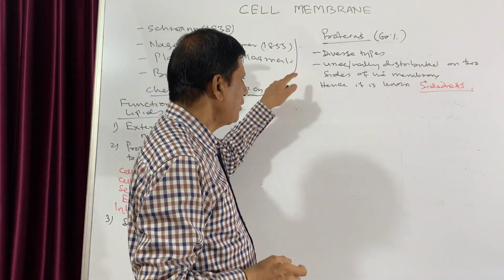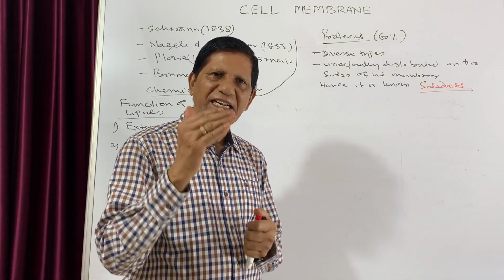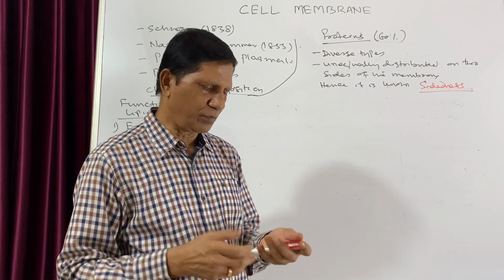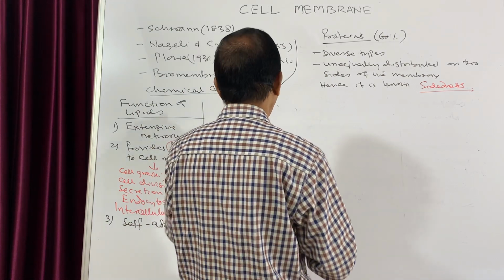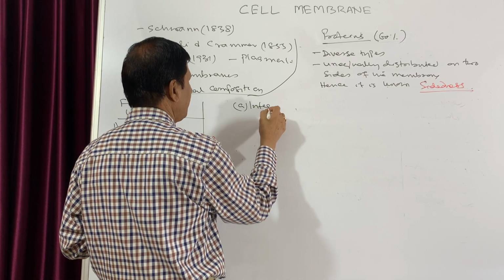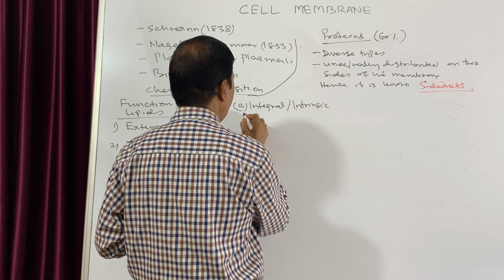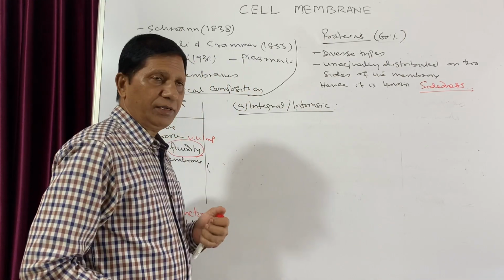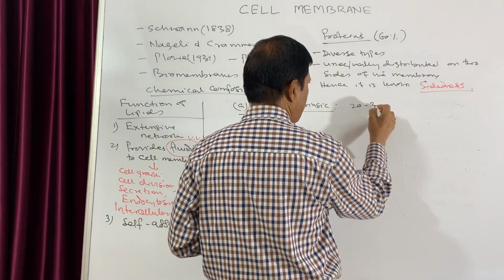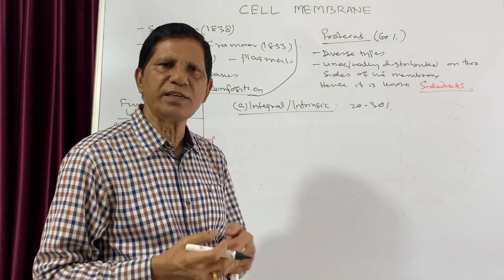Now the proteins which are usually present are again of two types. They may be integral or intrinsic proteins and external or extrinsic proteins. So the first one is integral or intrinsic proteins. Now the integral or intrinsic proteins constitute about 20 to 30% of the total proteins that are present in the cell membrane.